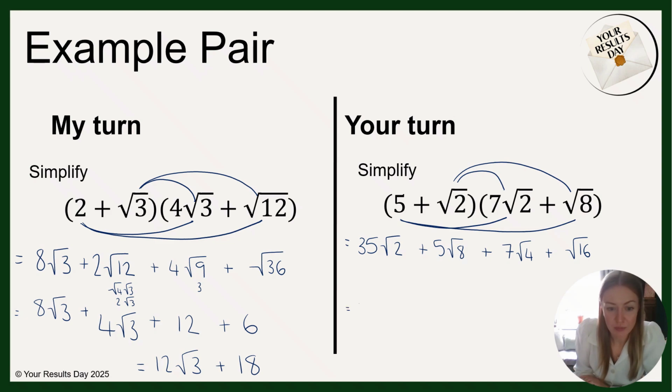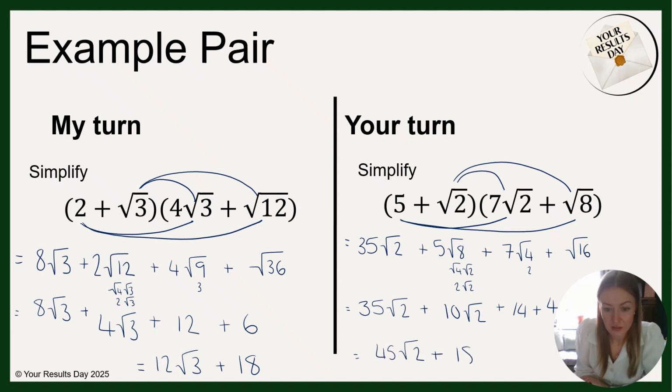If we do a bit of simplifying here, that first term is going to stay as it is. Root 8 is the same as root 4 root 2, which is 2 root 2. Don't forget that needs to be multiplied by this big 5, so we've got 10 root 2. 7 root 4, well the square root of 4 is just 2, times by 7 is 14, and the square root of 16 is 4. Which means we've got 45 root 2 plus 18.